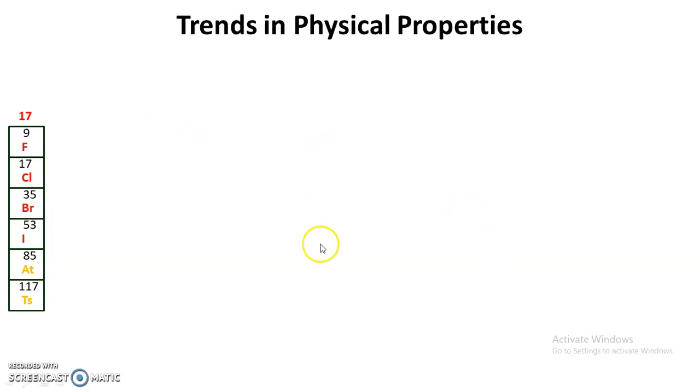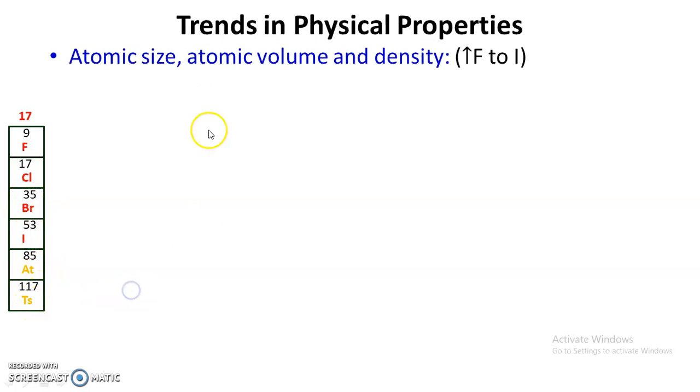Now trends in physical properties. These are the elements: fluorine, chlorine, bromine, iodine, astatine and tennessine. The first important property is atomic size, atomic volume and density. Atomic size, atomic volume as well as density increase from fluorine to iodine, as astatine and tennessine are radioactive and short-lived elements. Less chemistry is available with these elements.